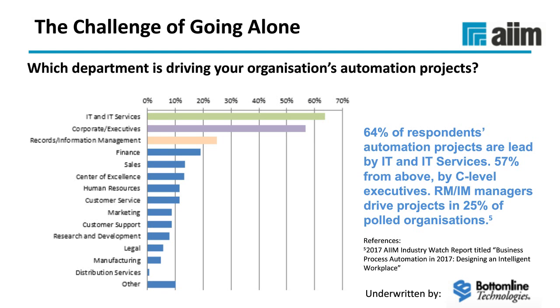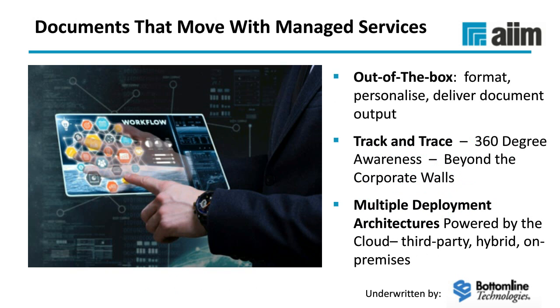So typically, how are organizations deploying document automation solutions? From AIIM research, we know that 64% of respondents' automation projects are led by IT and IT services, and 57% by C-level executives. So the majority rely on IT, and the problem is there are limited IT resources, as many would know, and overstrained IT resources can be a huge burden. So to these ends, there's also another alternative option for document automation that a number of organizations are looking into now. And that is managed services, basically relying on a third-party solution powered by the cloud to take care of that infrastructure for you.